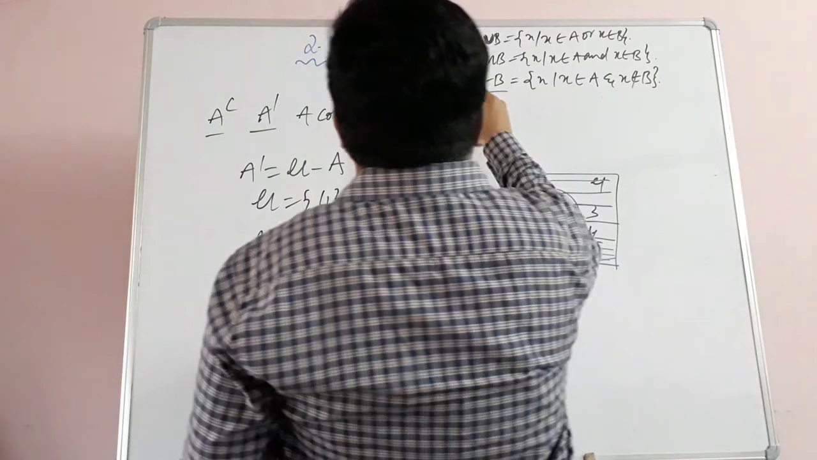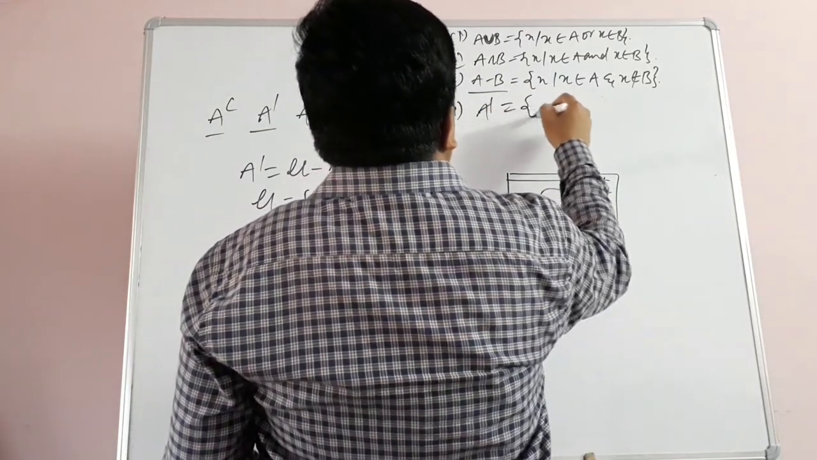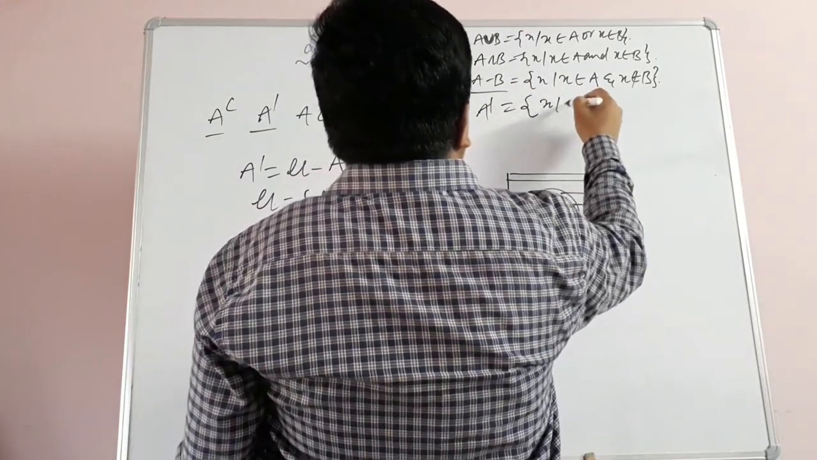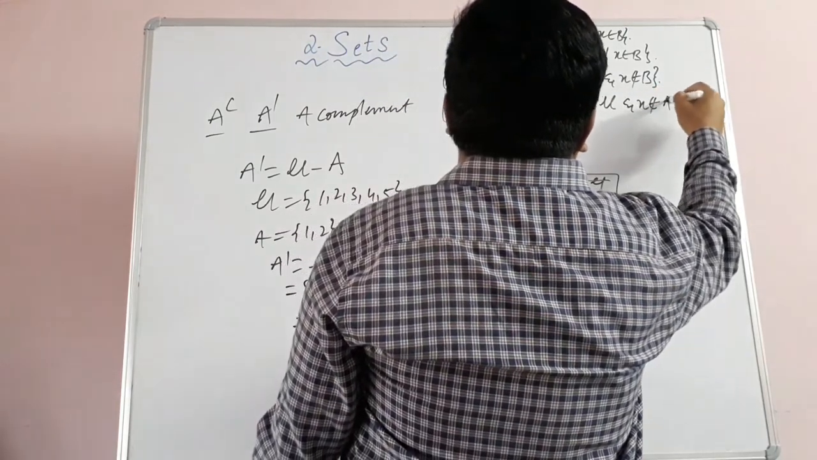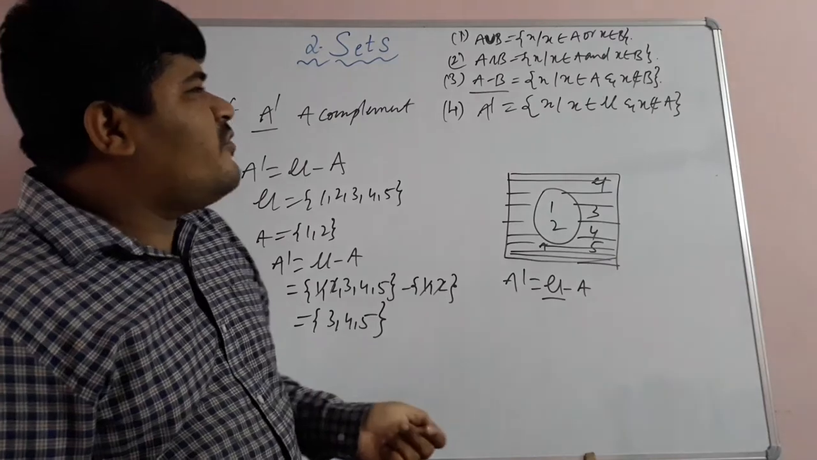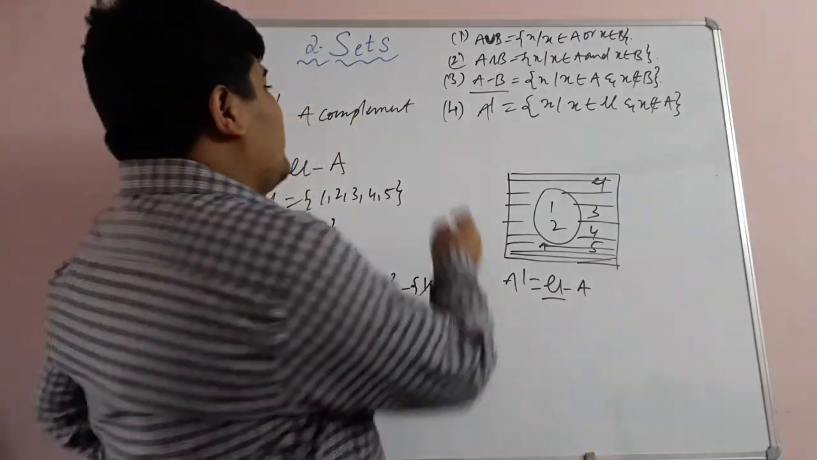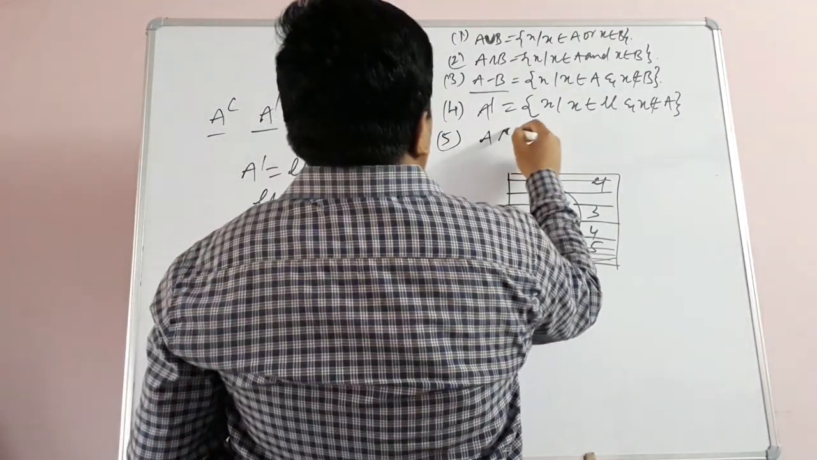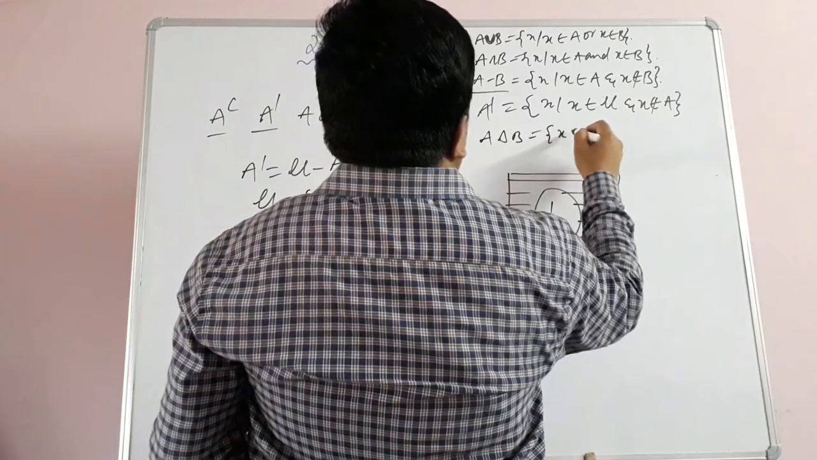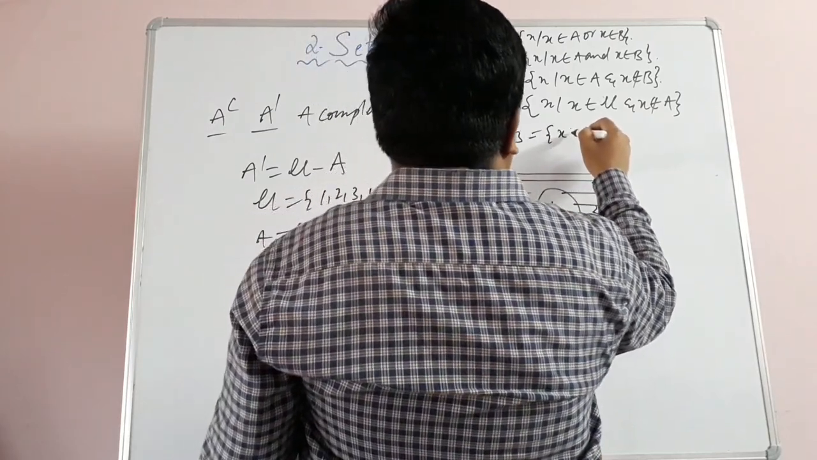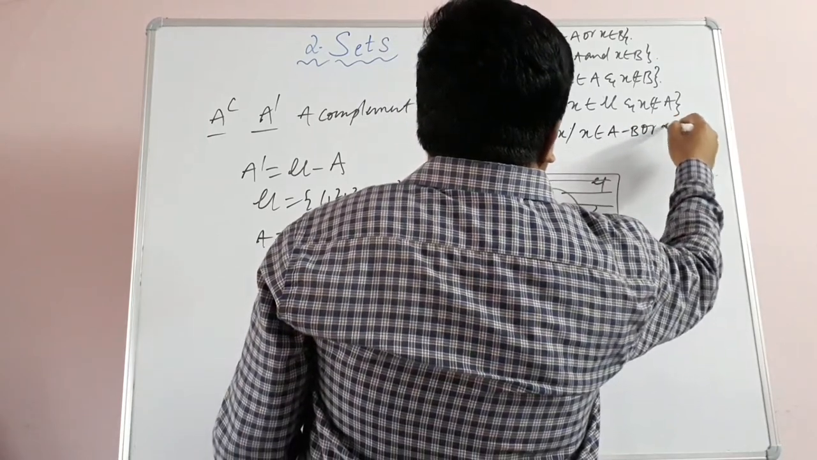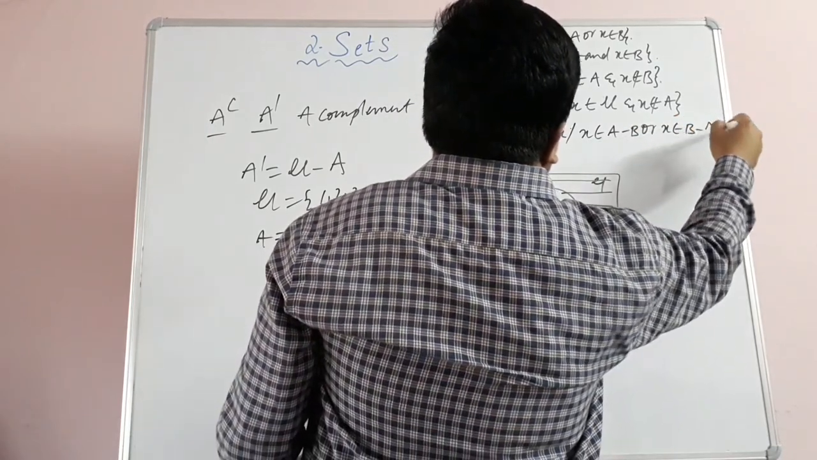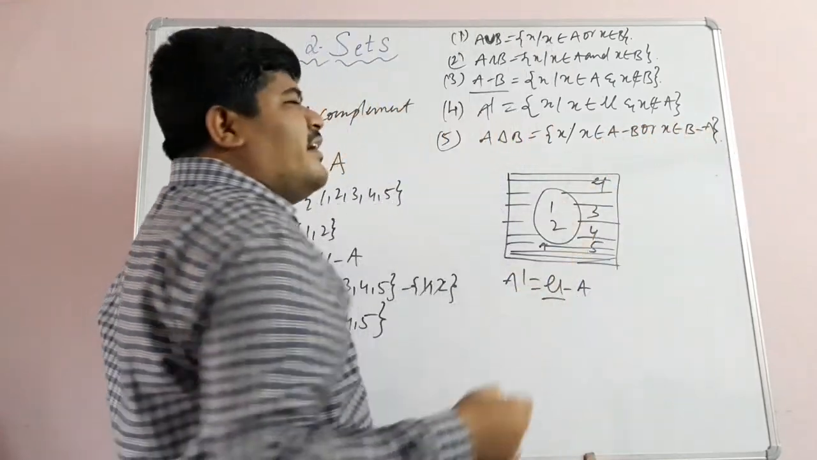Now let's see, children, the fourth one, A complement. It means mu minus A. So x such that x belongs to mu and x does not belong to A. And A delta B also, children. A delta B is x such that x belongs to A minus B or x belongs to B minus A. So these elements we will take into A delta B.